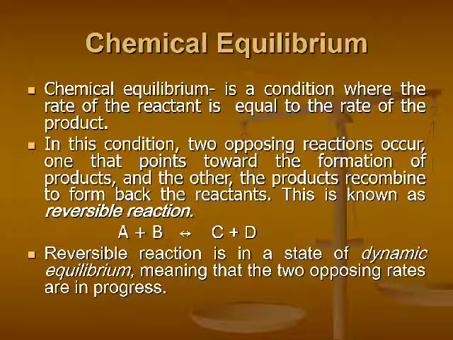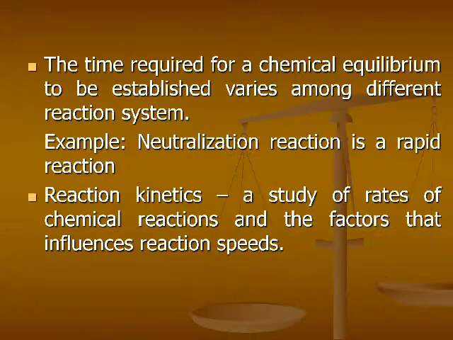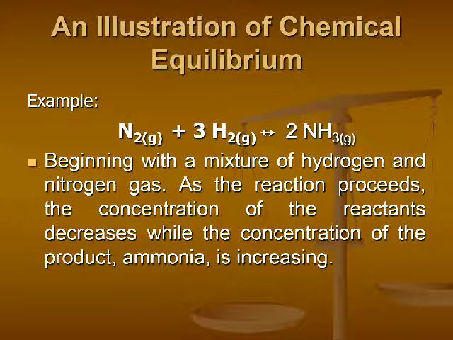A reversible reaction is in a state of dynamic equilibrium, meaning it is progressing, and the two opposing rates are in progress. The time required for a chemical equilibrium to be established varies among different reaction systems. An example of that is the neutralization reaction, which is a rapid reaction. Reaction kinetics is the study of rates of chemical reactions and the factors that influence reaction speeds.